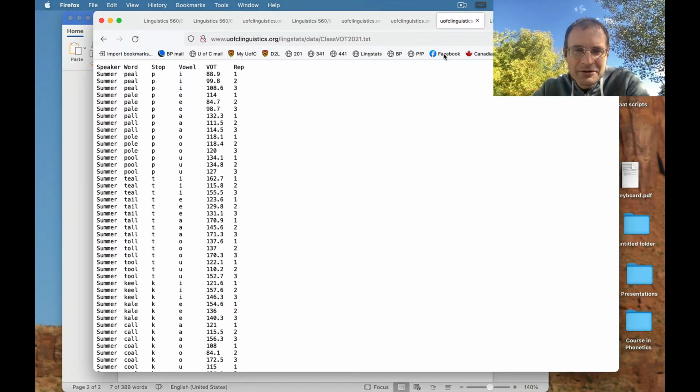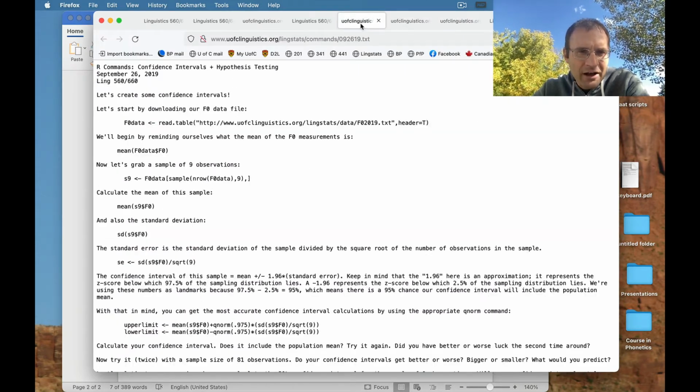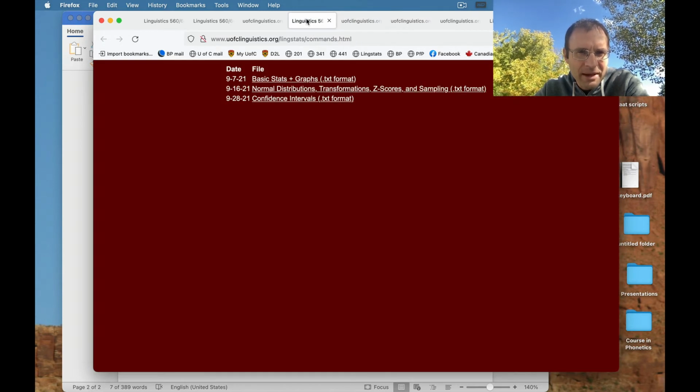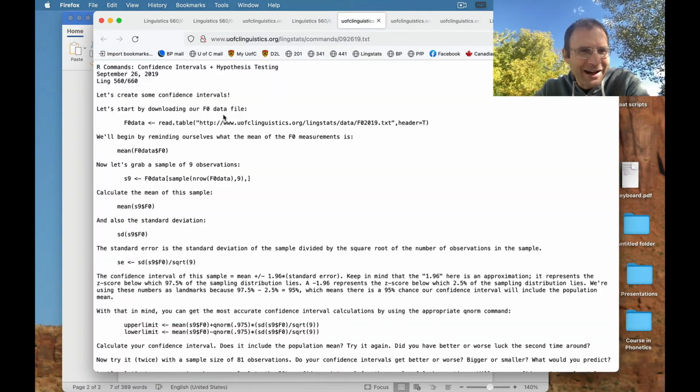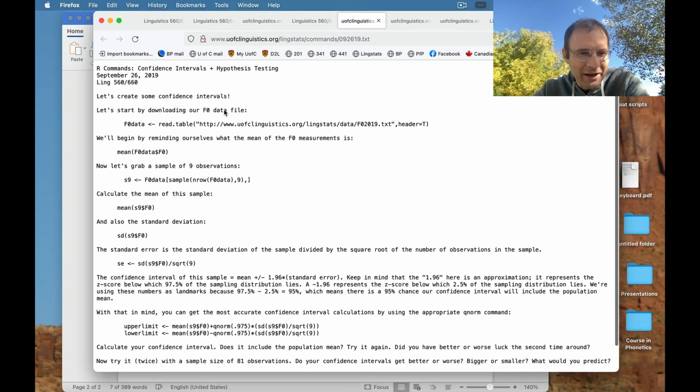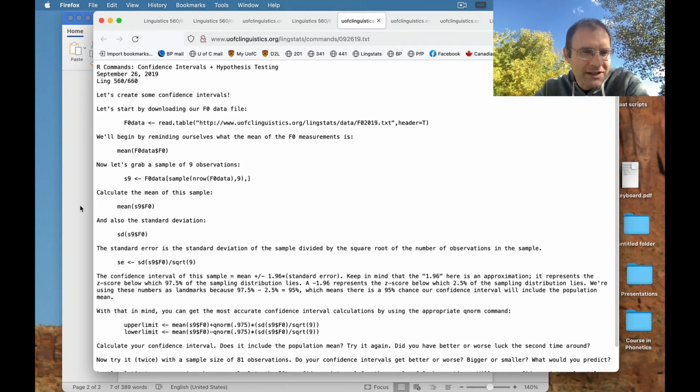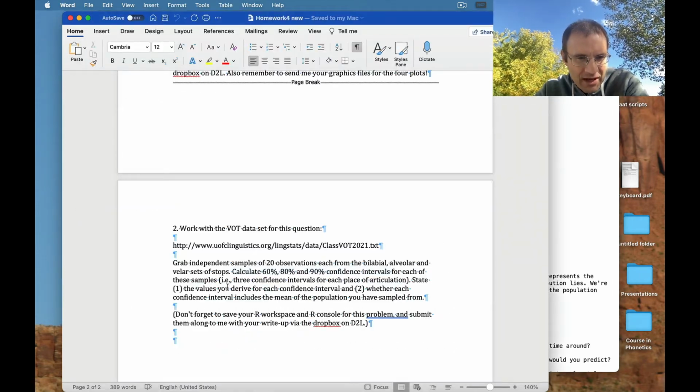And if you need a review or a refresher on how to calculate confidence intervals, they come in this other set of R commands, which is here, dated September 28th, which is just a couple days ago. And this gives you the basics of how to walk through that process for your samples in this exercise. Once you've calculated those, and remember they're different percentages, 3 for each place of articulation. Number 1, state the values you derive for each confidence interval, and also whether each confidence interval includes the mean of the population you have sampled from.